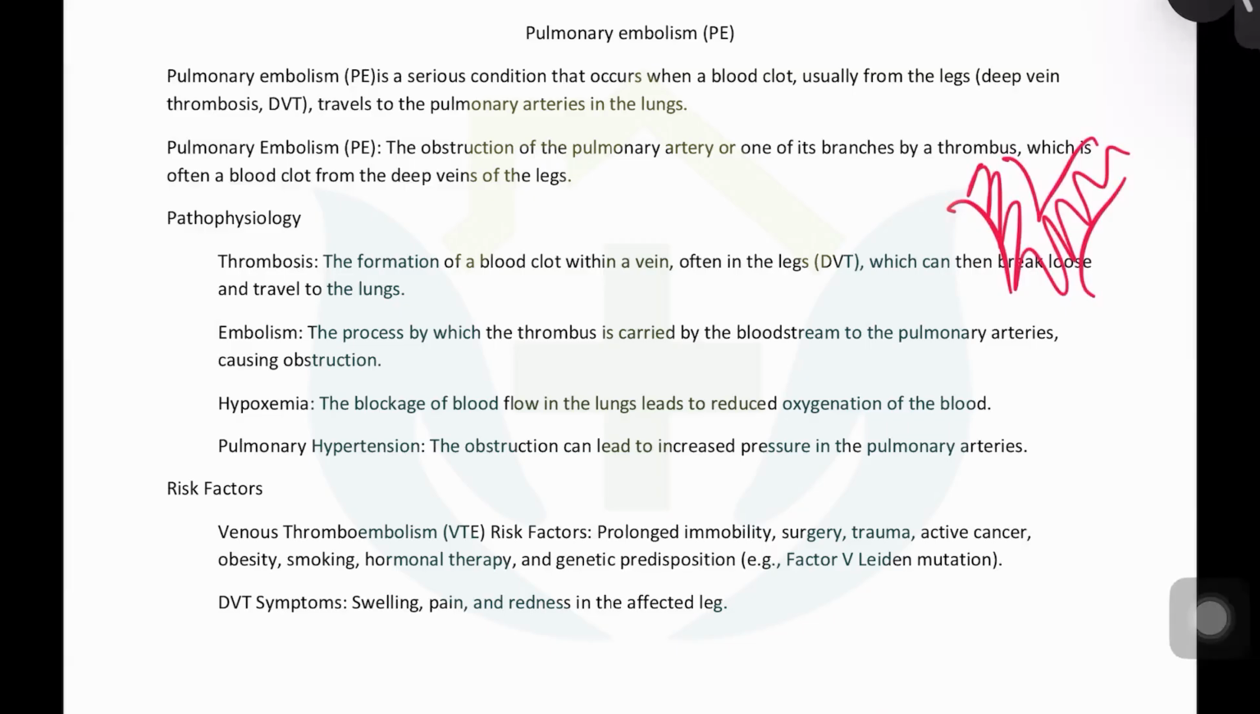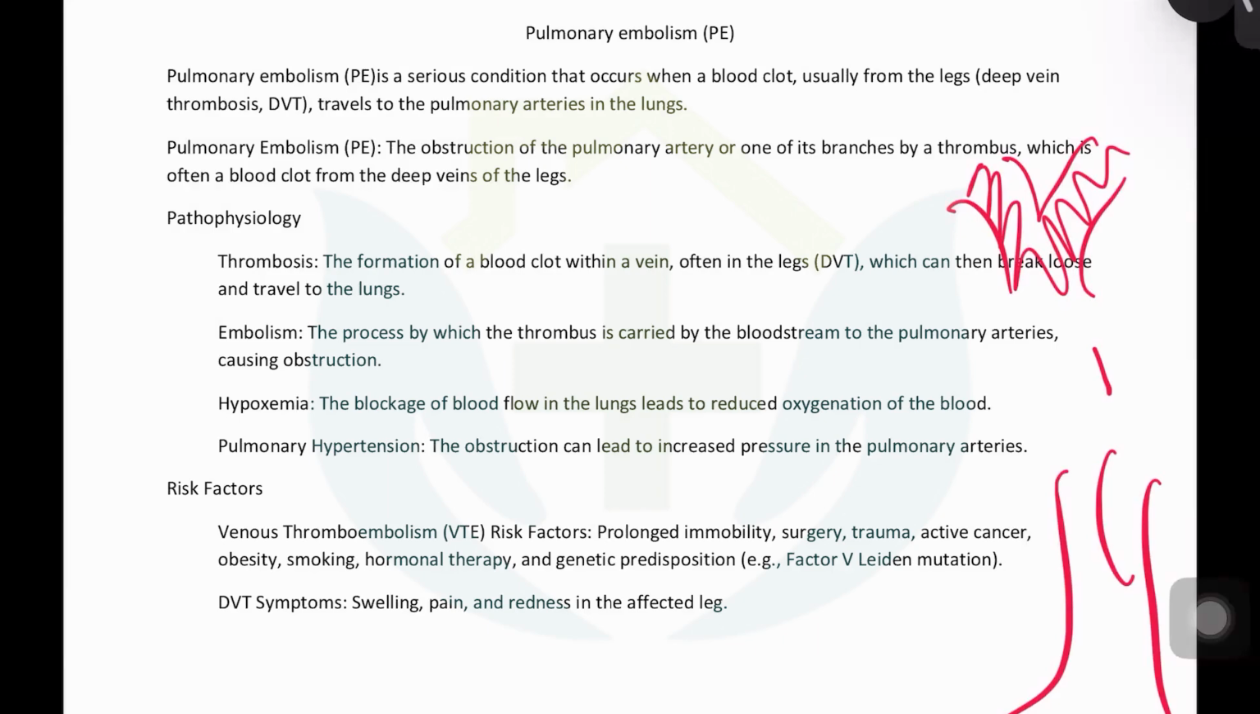So the thrombus usually is formed in the legs and then it goes there. So basically pulmonary embolism is movement of a clot from some other place to the destination, and the destination is always named first. So it is pulmonary embolism when the clot moves from legs to the lungs.